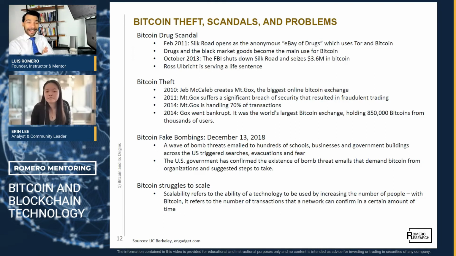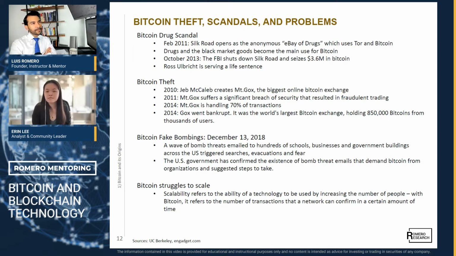Okay. Now this is an interesting slide in terms of scandals and problems. Okay, so you have drug scandal. We touched on that a little bit. Bitcoin theft. Okay. Bitcoin fake bombing. Bitcoin structure. So how will you address these scandals? For someone like myself, I don't trade crypto. I'm starting to learn a little bit more about this, obviously from yourself. So I'm getting a little bit more informed. Some of the skeptics out there, it's related to this.